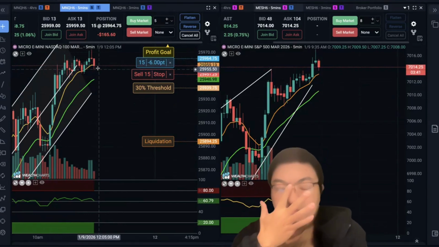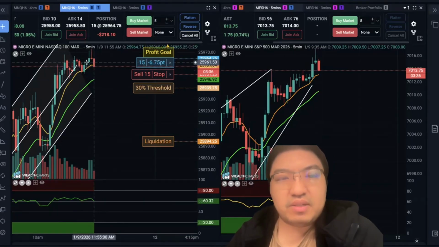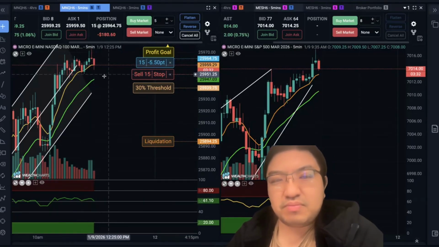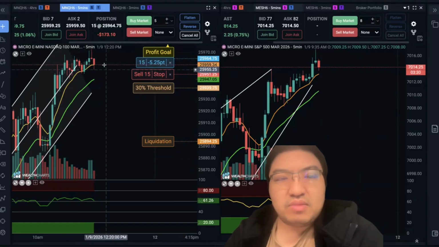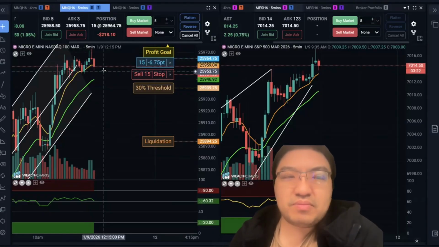Okay, you get rejected here. This is intimidating. This is a reverse setup. So maybe the next candle is gonna keep going down. Wait for four minutes.